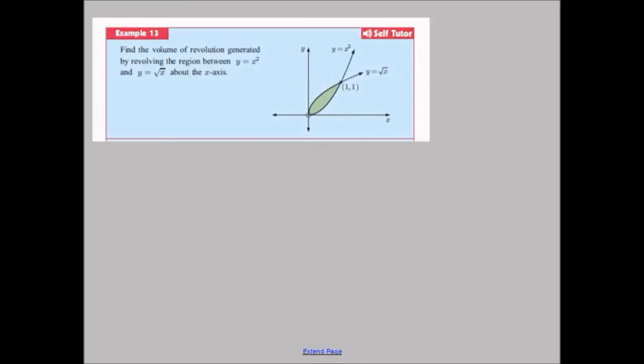So let's do an example. Find the volume of revolution generated by revolving the region between y equals x squared and y equals the root of x about the x-axis. Again, we need to figure out which is the upper function and which is the lower function. Take a look at what that looks like. Y equals x squared is here, so that's actually the lower function. And y equals root of x is here, so that's the upper function.